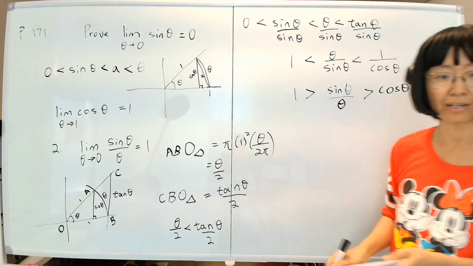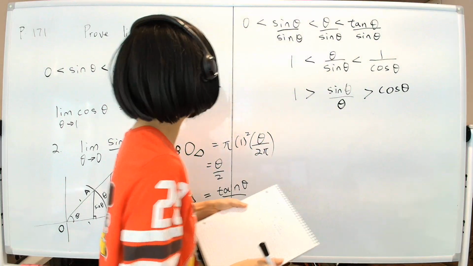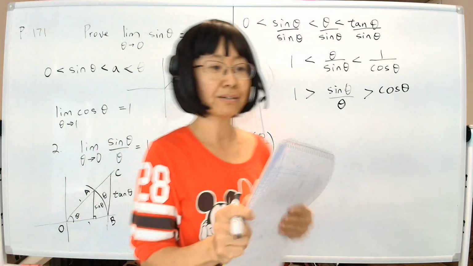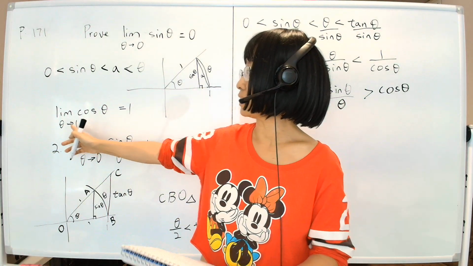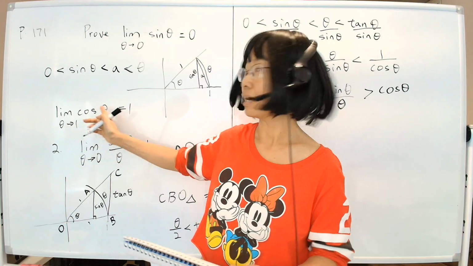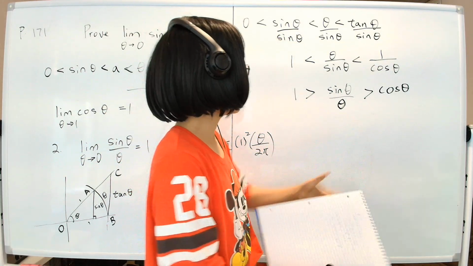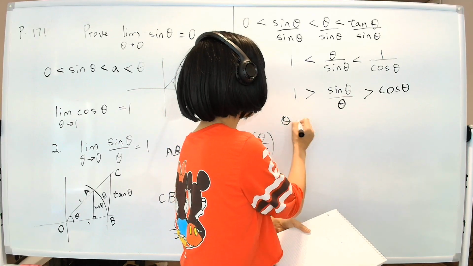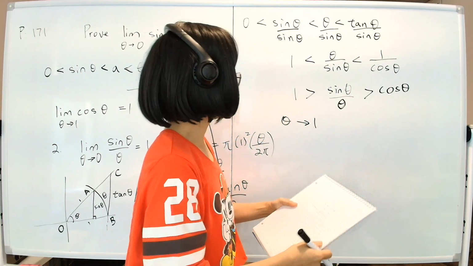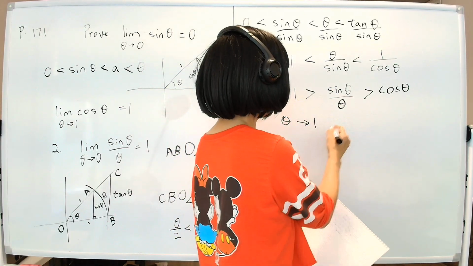Now we have come to the end of this equation because earlier, right here, we said that as theta goes to 0, cosine theta approaches 1. So we'll let theta go to 0 in this inequality, and using the squeeze theorem, there's 1 here, right?